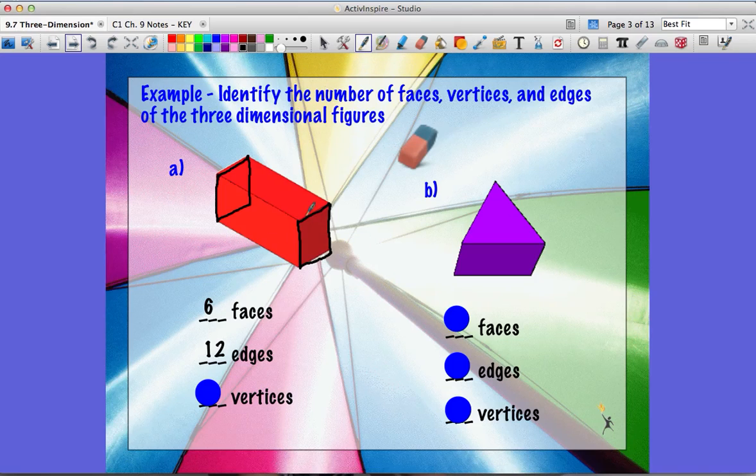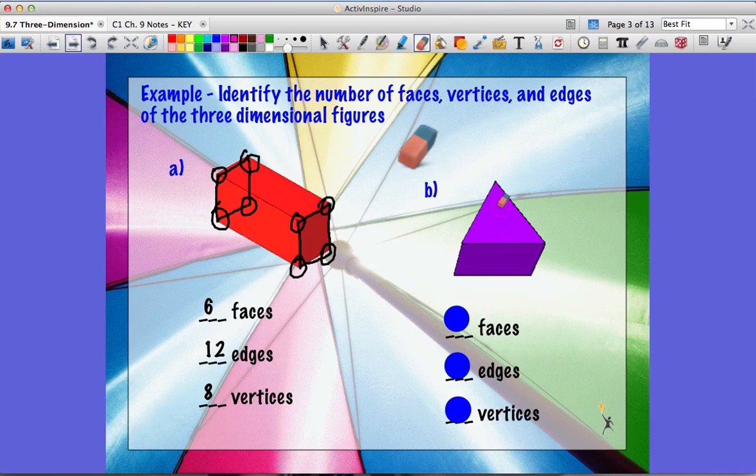And then your vertices. There's 1, 2, 3, 4 on bottom. There's not going to be any in the middle. And because this is a prism, there's going to be the same amount on top. So if I have 4 down here, I have to have 1, 2, 3, 4 up here, which tells me that I have 8 vertices.